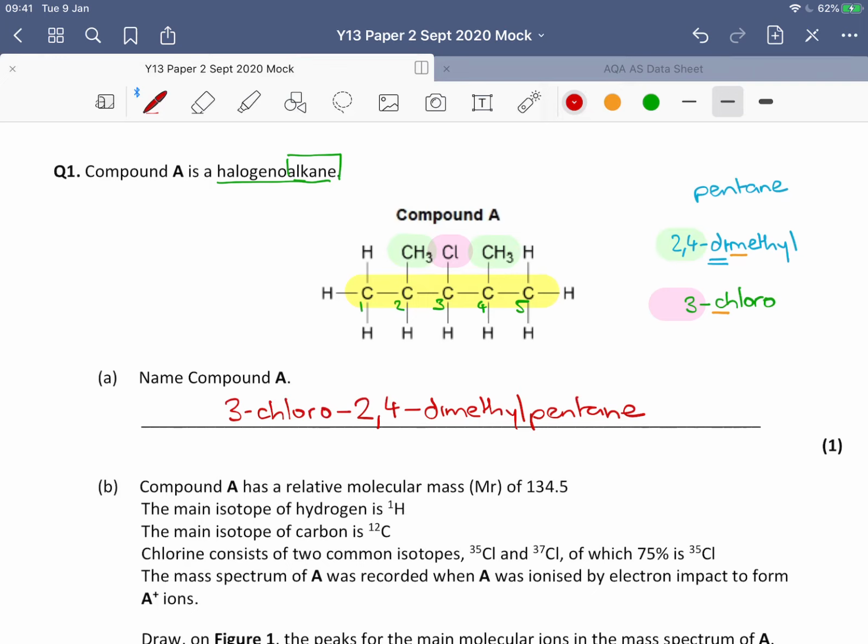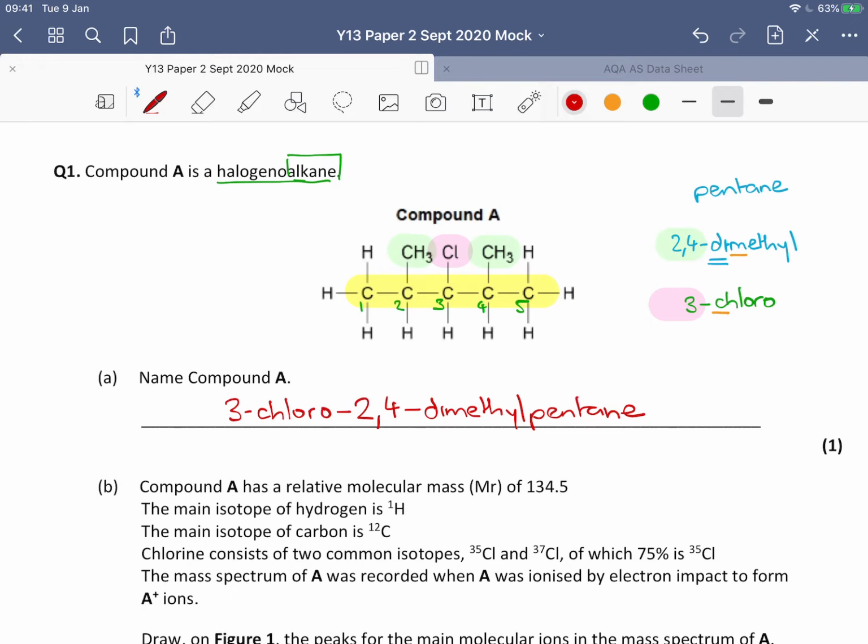Some people lost the mark because they didn't put the di, so they didn't make it clear that there were 2 methyl groups. Some people lost the mark because they put the dimethyl before the chloro. I'm afraid they're very particular. The only thing they are flexible on is the dashes and commas. Other than that, you have to write it exactly as it is.